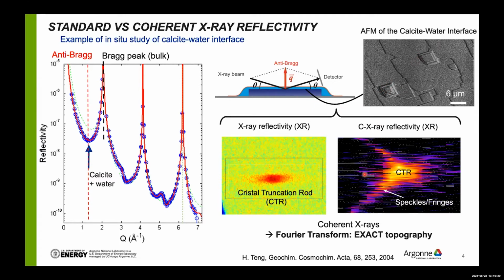However, if we use a coherent X-ray beam to do the same sort of experiment, we observe in the detector that the CTR this time is decorated by what we generically call speckles, but here are proper fringes. And the geometry of these fringes is exactly related to the morphology of these domain islands. Actually, it is related by a Fourier transformation. So therefore, with coherent X-rays, we can observe the exact topography of the interface.